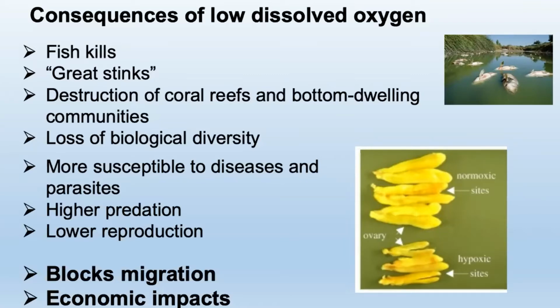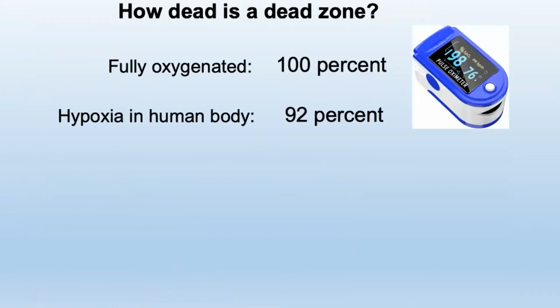I'm not going to have enough time to say more about all these impacts and consequences of low oxygen, but I'm going to say a few more words about how low oxygen blocks migration of important fish species. And then Jerry's going to continue on talking about some of the environmental and economic impacts.